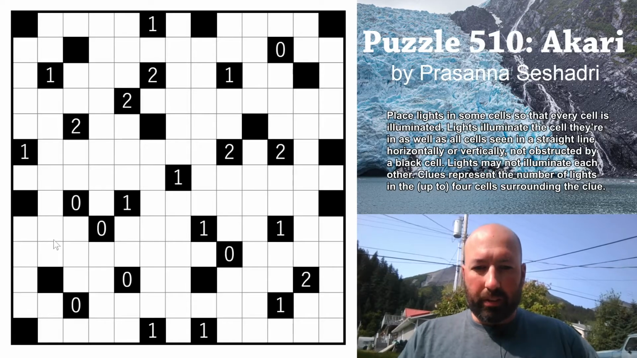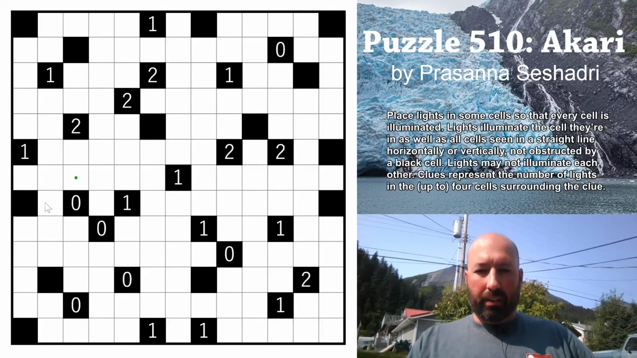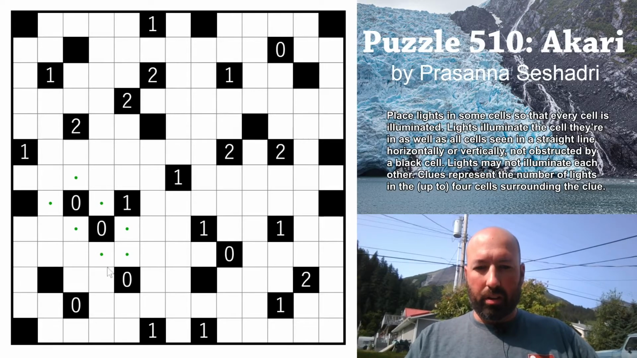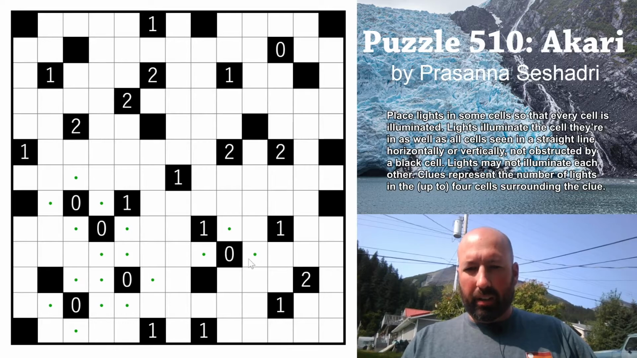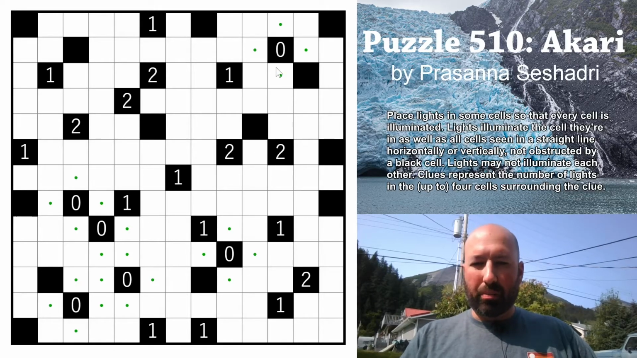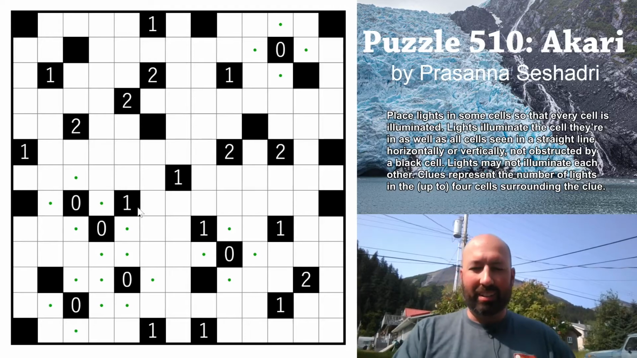All right, here we go. Obviously the first thing you can do is go around all the zeros here. And by the way, you right-click to mark a cell as not a light. We can fill in all these zeros, and that makes us feel like we're making some progress before we actually get started here.